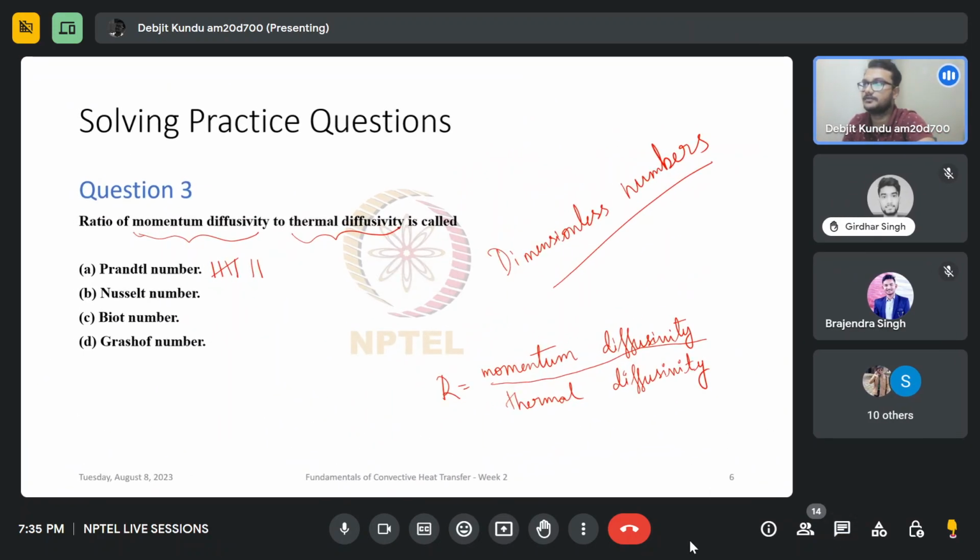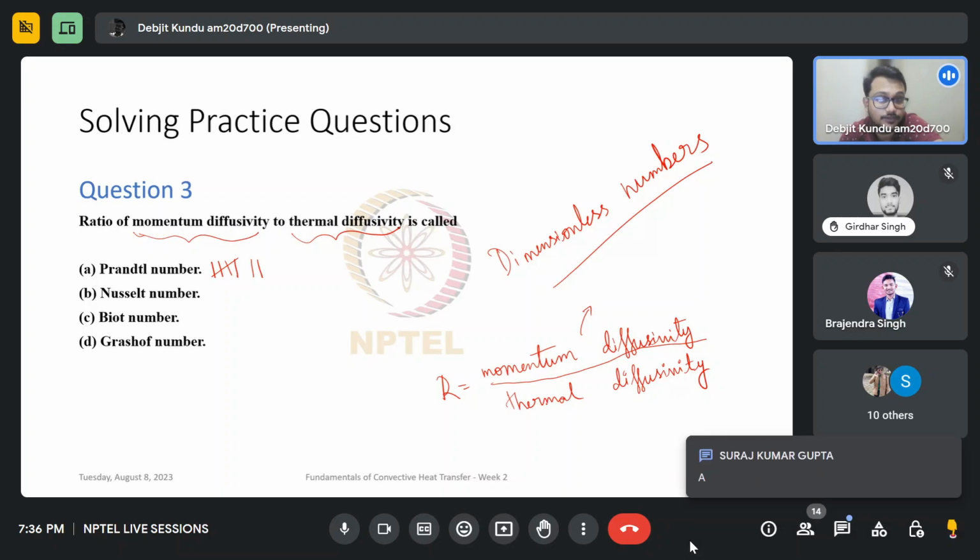So, what is momentum diffusivity? Can anyone tell? What is another name by which we call momentum diffusivity? Okay, we have another response in favor of option A. Quite the popular one. So this should be easy, right? What is momentum diffusivity? I need at least one answer, if not multiple. Kinematic viscosity, someone wrote in the chat box.